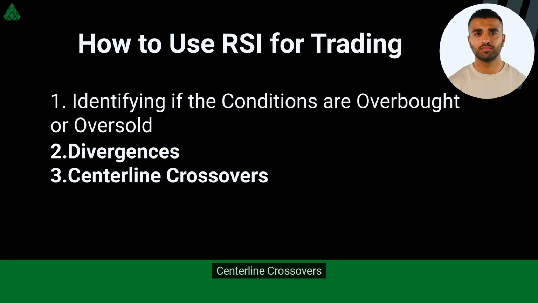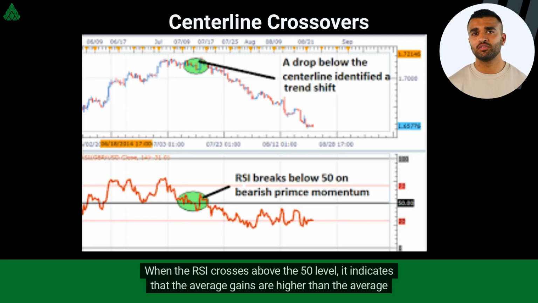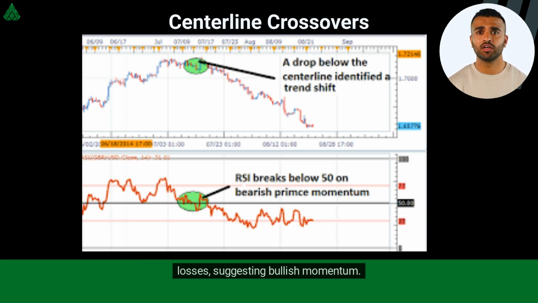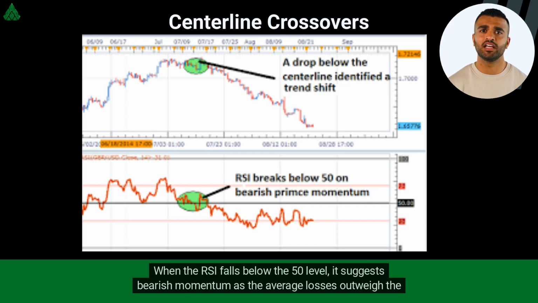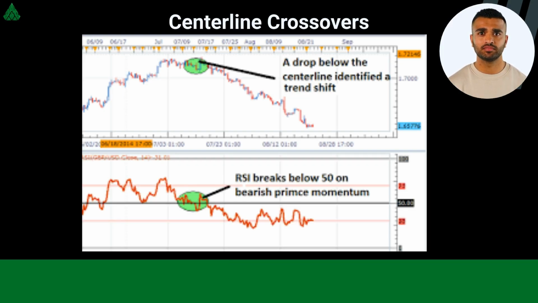Centerline crossovers. When the RSI crosses above the 50 level, it indicates that the average gains are higher than the average losses, suggesting bullish momentum. When the RSI falls below the 50 level, it suggests bearish momentum as the average losses outweigh the average gains.